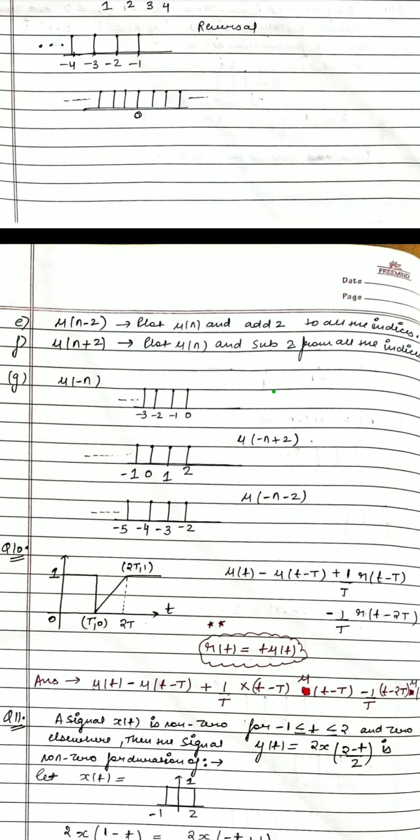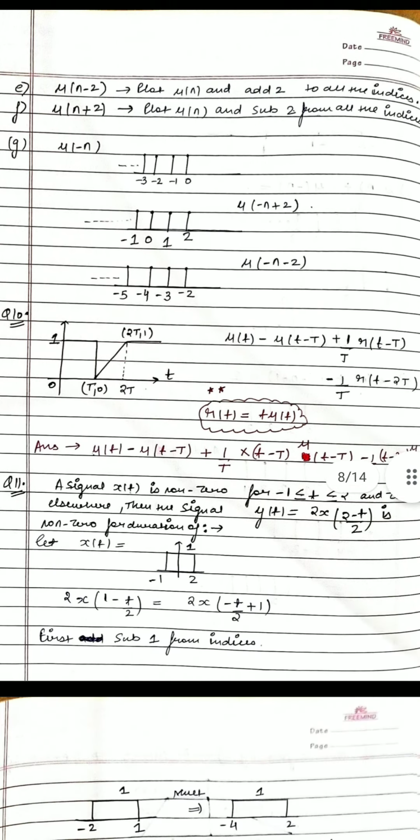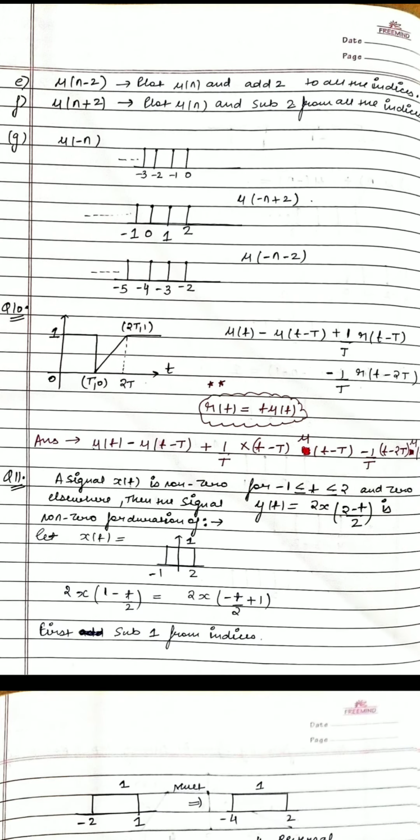U of minus n. First draw u of n and then take the time reversal. The graph will look like this. U of minus n plus 2. Add 2 to all the indices.